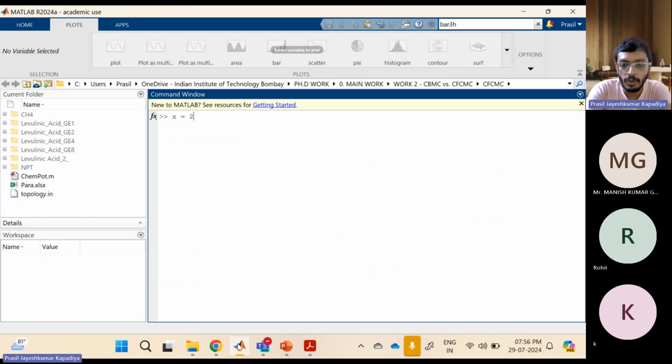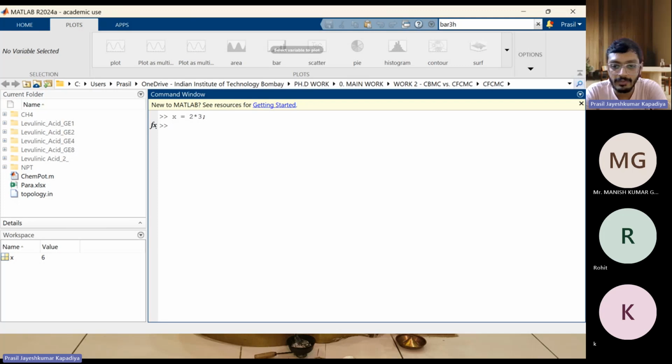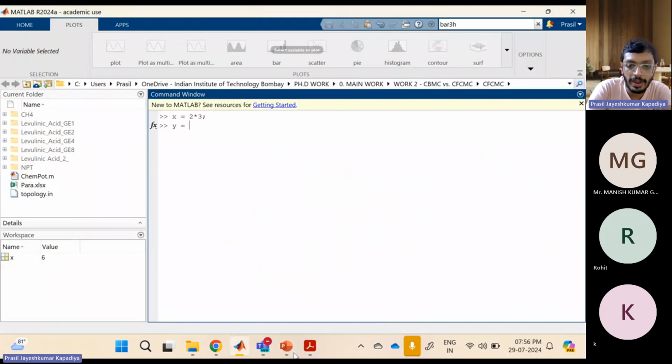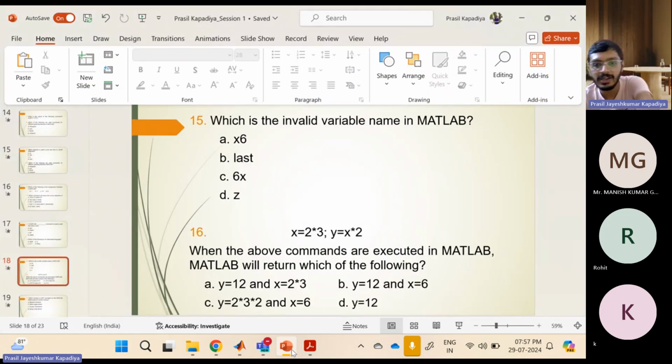X is equal to 2 into 3. After that, there is one semicolon, so it will not print anything. Semicolon. And what is written then? Y is equal to x into 2, and there is no semicolon. Correct? After that, there is no semicolon.